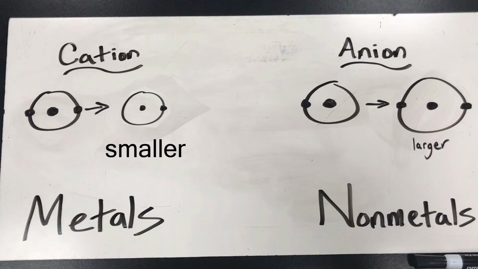When a cation is formed, the atom gets smaller, due to there being less shielding and the valence electrons therefore being more attracted to the nucleus. Anions are different, they become larger due to increased shielding, and being less attracted to the nucleus.